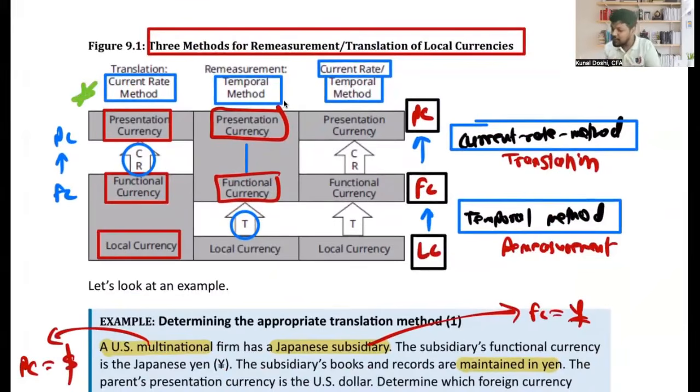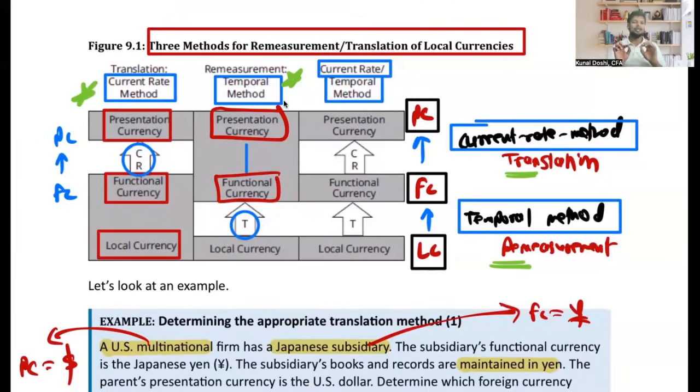This happens when the functional and presentation currencies are the same. But if they are different, then we do the remeasurement using the temporal method. But what if all three are different? Then we have a two-step process. First, we have to convert from LC to FC, that is remeasurement using the temporal method. And then the second thing, we translate from FC to the presentation currency using the current rate method.